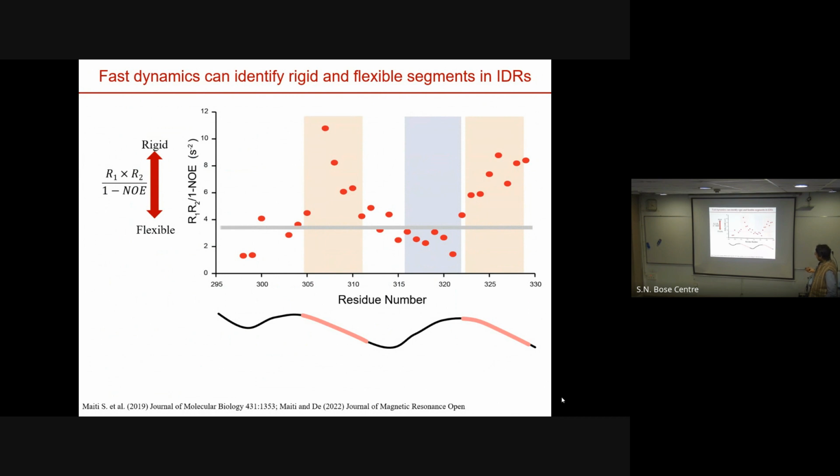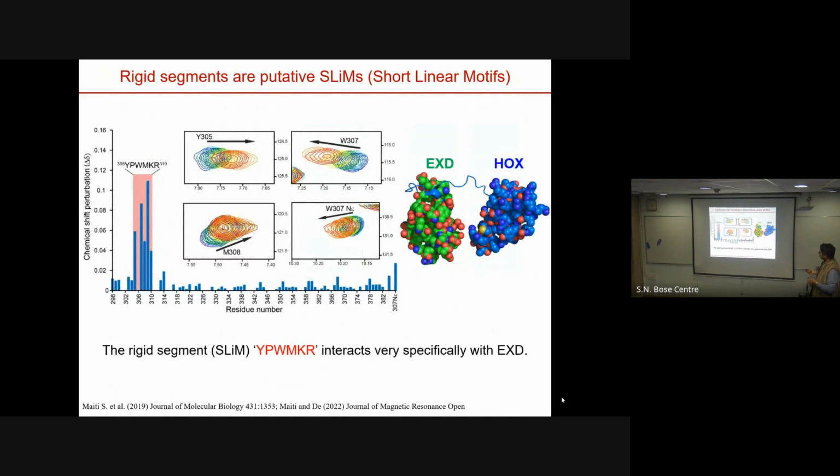So it turns out that this rigid segment, which maintains this rigidity in the free protein, is the one which is also interacting with the partner protein. We did this experiment without any DNA. So even without DNA, these two proteins can interact, and the interaction is highly specific for this rigid segment. That is one of the characteristics of disordered proteins, that the interaction between proteins is highly specific.